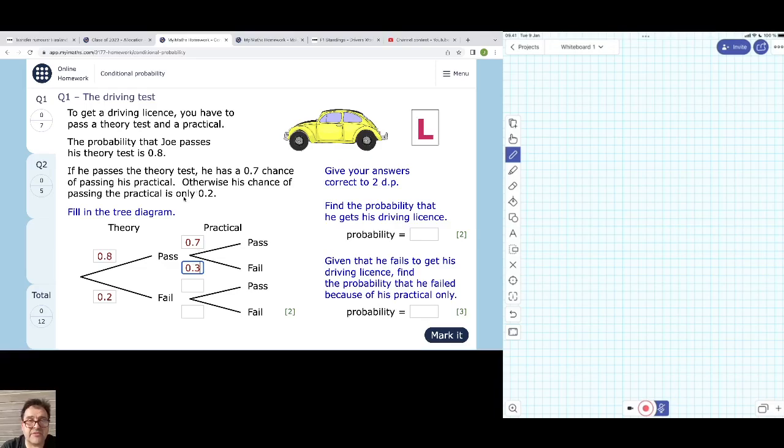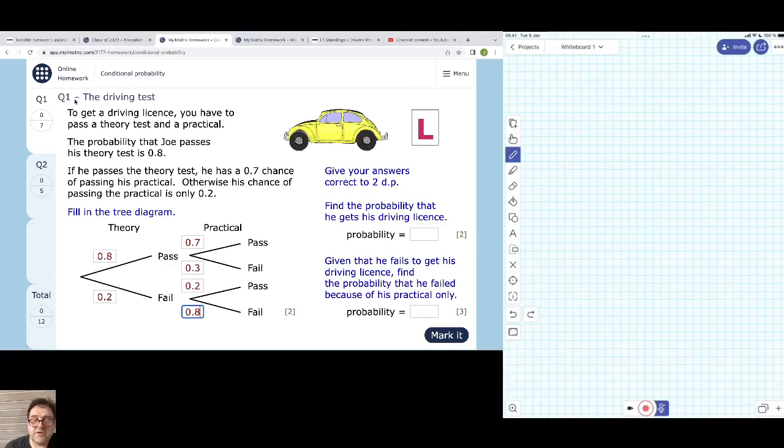Otherwise, it says his chance of passing the practical is only 0.2. So if he fails the theory, then his chance of passing the practical is 0.2. And then we can say in that case, his chance of failing the practical must be 0.8, because again, those two probabilities have got to add up to 1, because he's either going to pass or fail the practical having failed the theory. So it says find the probability that he gets his driving license.